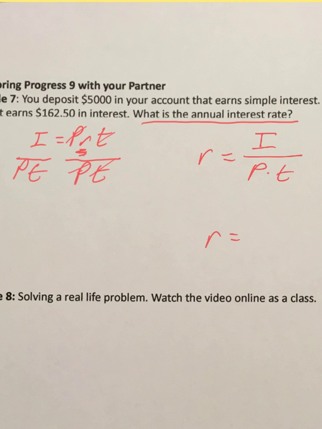I is 162.5. Okay, thank you. It is 162.5 over the principal, which is 5,000, times what? Now remember that time is in years. What's 6 months in years? Half a year.